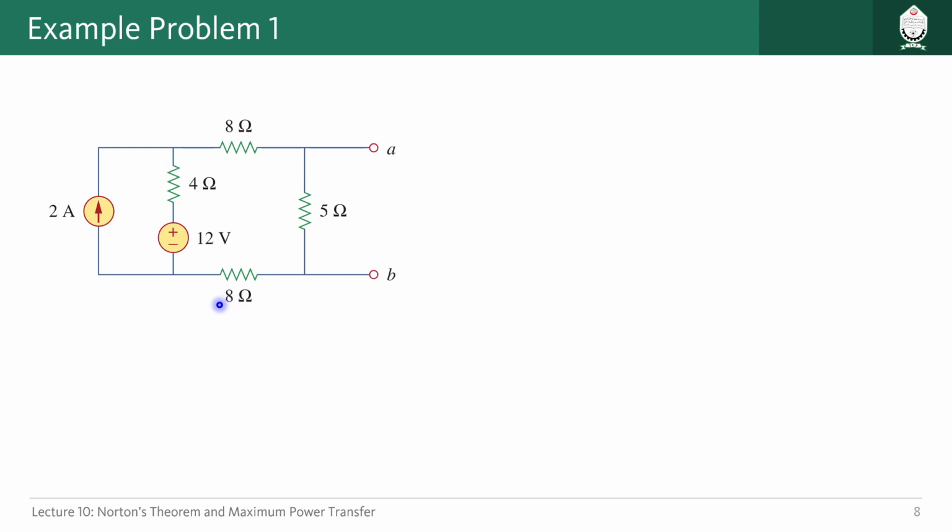So here you can see we have two different independent sources. One of them is this current source and this is the voltage source we have. So we have to disconnect them first before calculating the Rn, or equivalent resistance, of this circuit. So how to do that? We are just going to open circuit this current source and short circuit this voltage source.